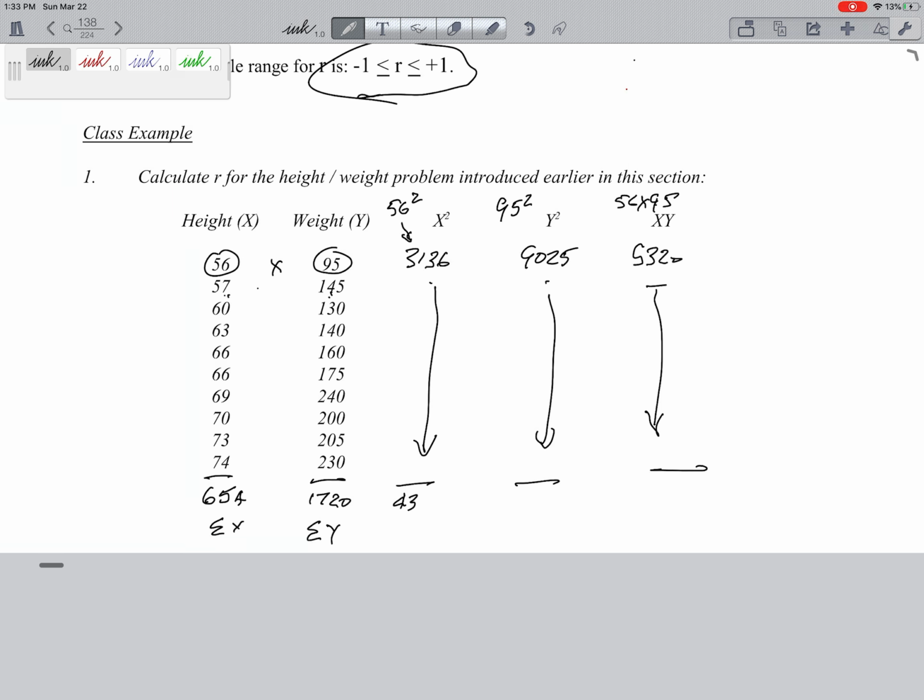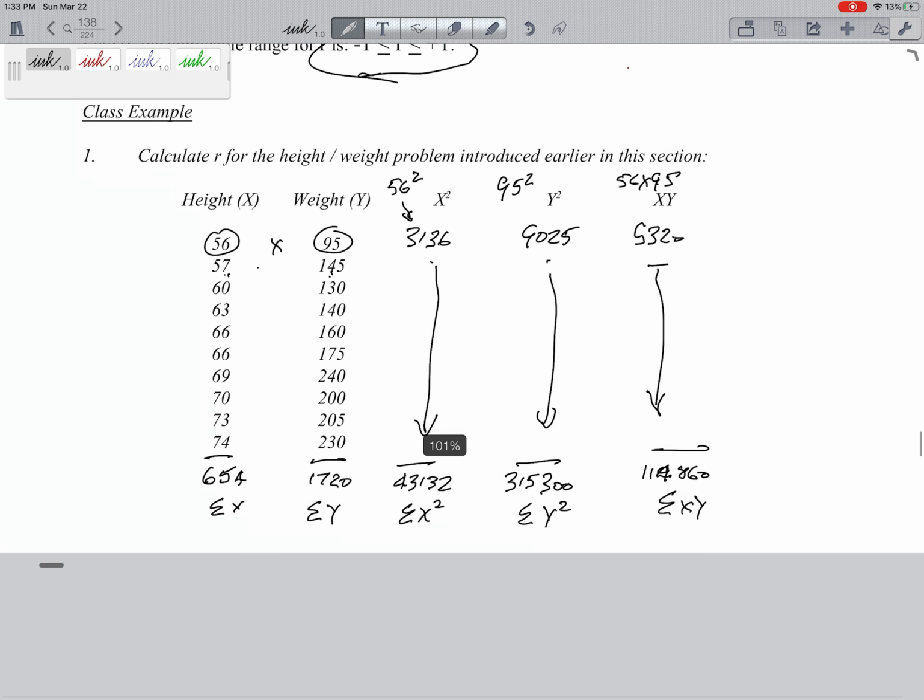So 43,132, and we call that the sum of the squared x's. And then the sum of the squared y's is 315,300, so that's the sum of the y squares. And then finally, the sum of the xy's is 114,860. That's a 4 right there. Okay, so that's the sum of the xy's.